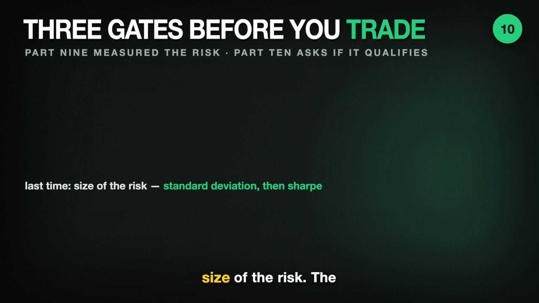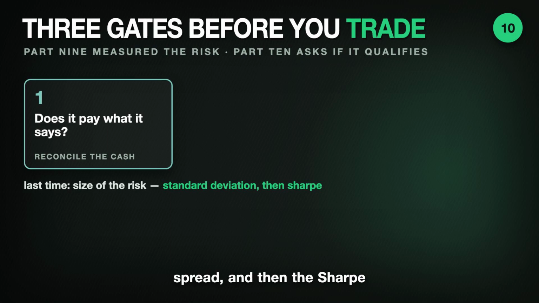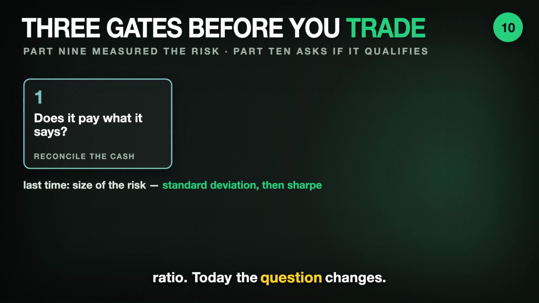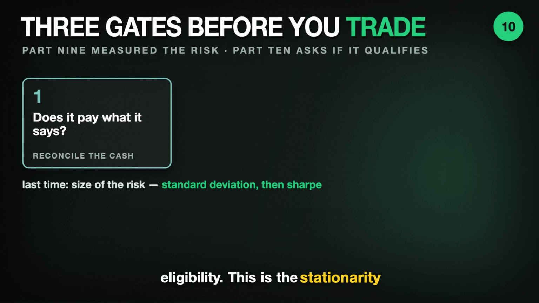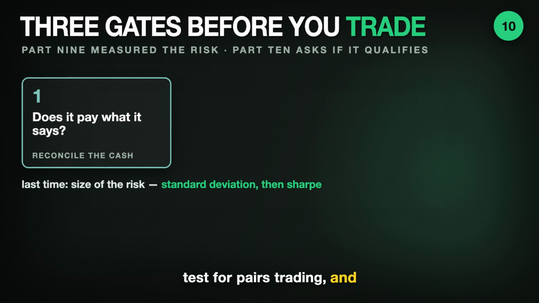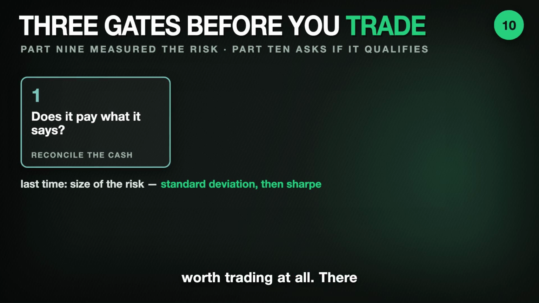Last time we measured the size of the risk, the standard deviation of the differenced spread, and then the Sharpe ratio. Today the question changes. Not the size, the eligibility. This is the stationarity test for pairs trading, and it is the checkpoint that decides whether a spread is worth trading at all. There are 3 gates.